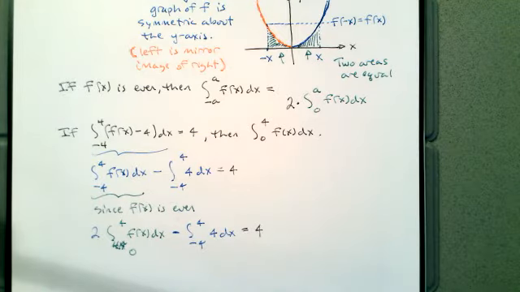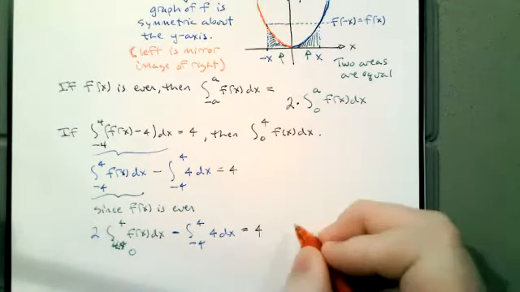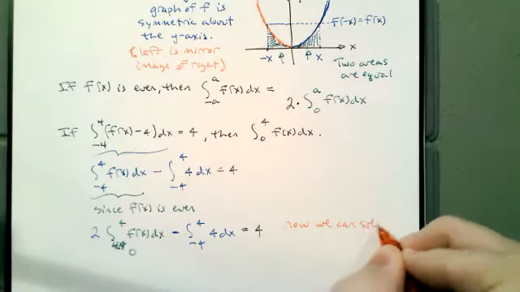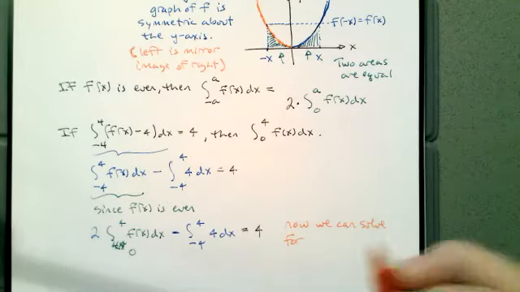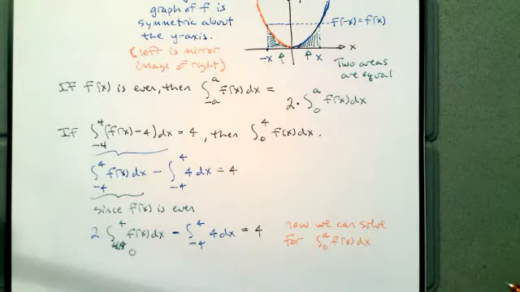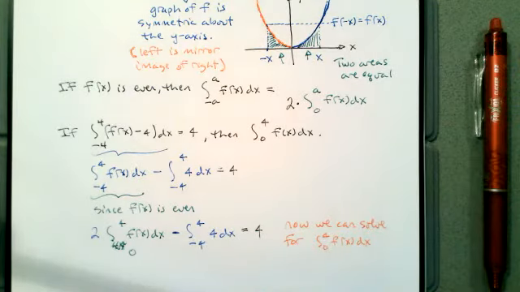Now all we have to do is solve for the integral from 0 to 4 of f of x dx. We can calculate the integral from negative 4 to 4 of 4 dx. Then we'll add that to both sides and divide by 2. So now that we've rewritten the given equation in terms of the thing that we're looking for, we can just solve for the thing that we're looking for.